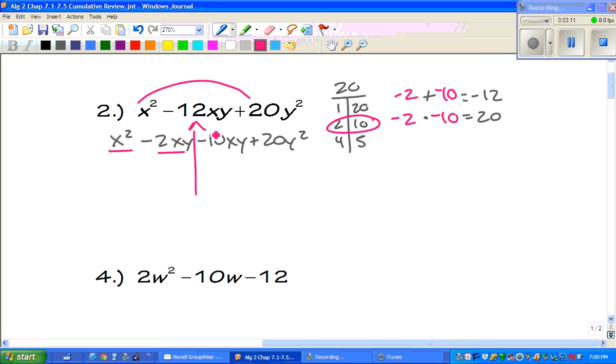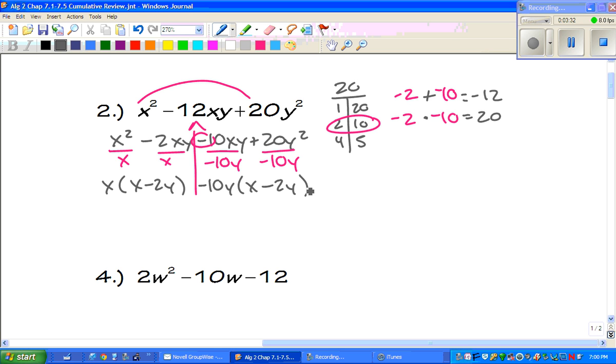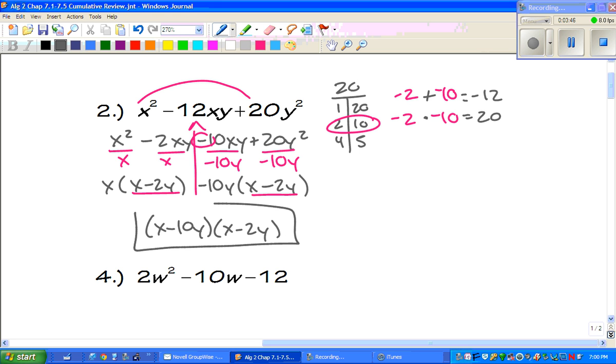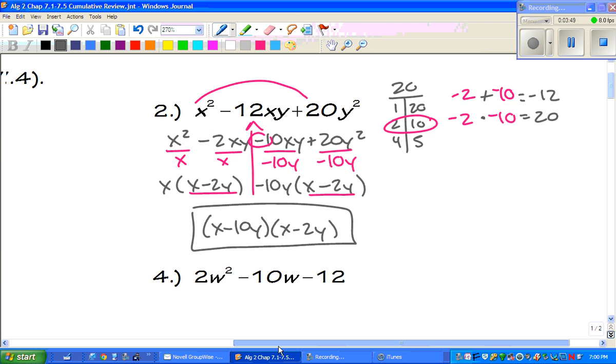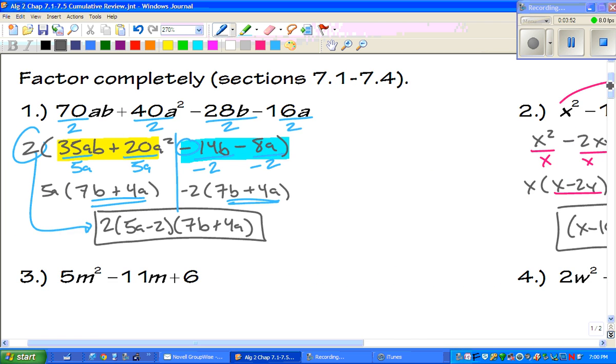Draw the line down the middle. The GCF of the front is x. The GCF of the back is a negative 10y. So we get x, and then we're left with x minus 2y. When you pull out the negative 10y, we're left with x minus 2y, which is perfect. Because remember, you always want those to match up. That's our check. Our final answer is x minus 10y and x minus 2y. Just be very careful with all of your variables.